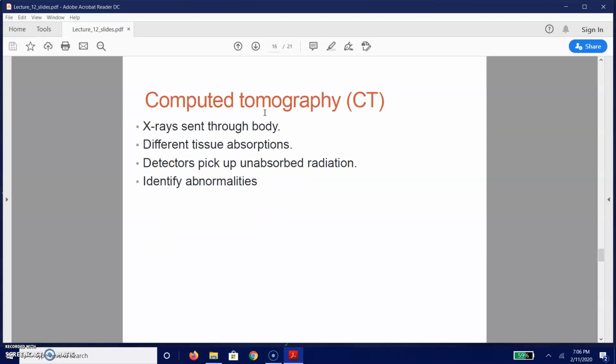We're going to start with a little bit of computed tomography or CT scans. Sometimes they're called CAT scans. That's what I call them. These have been around since about the 1970s.